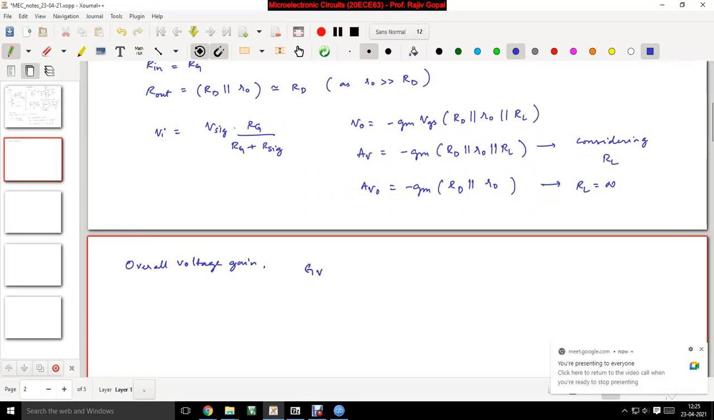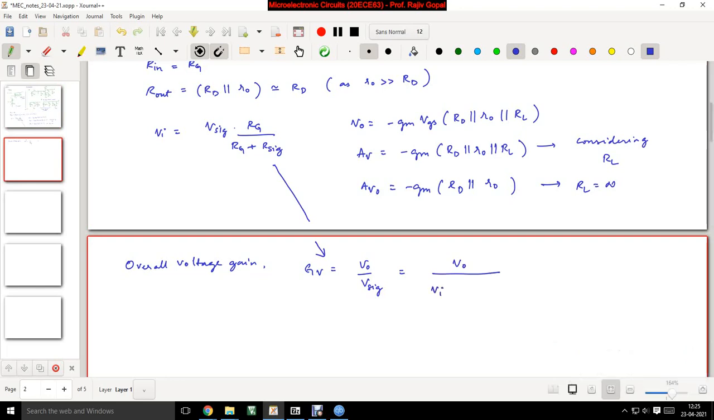GV is given by V naught by V signal. Now substitute this expression here. So here you will get V naught by Vi into Rg plus R signal by Rg. Manipulated, you will get V naught by Vi into Rg by Rg plus R signal.